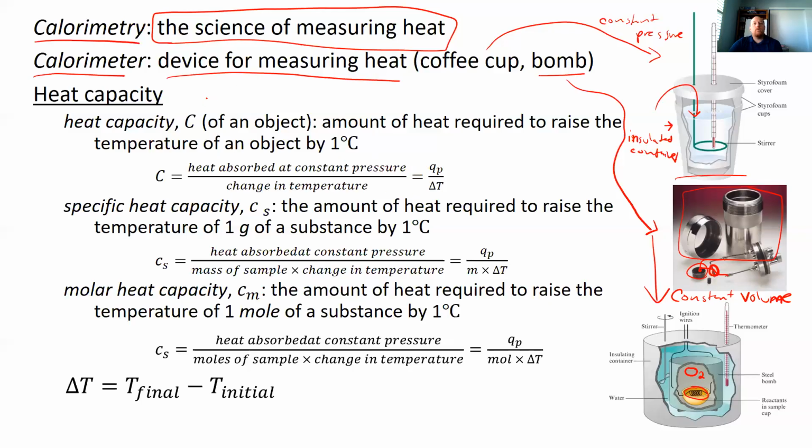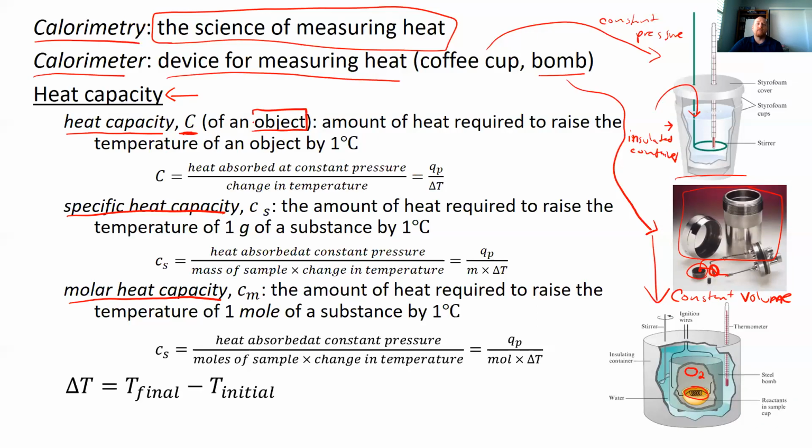Now, when we do calorimetry, it's important that we have an understanding of what is called the heat capacity. And there are a couple different versions of heat capacity out there, okay? There's the heat capacity, there's specific heat capacity, and then there's going to be molar heat capacity. Now, if we look at the heat capacity, which, as you can see, has the symbol capital C, this is for an object, and that's a key here.